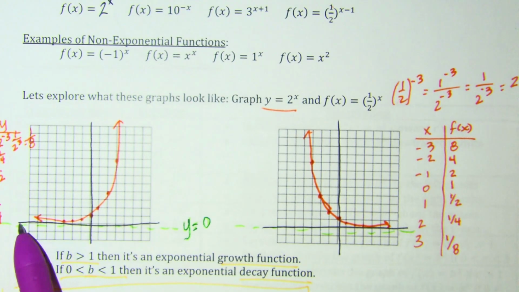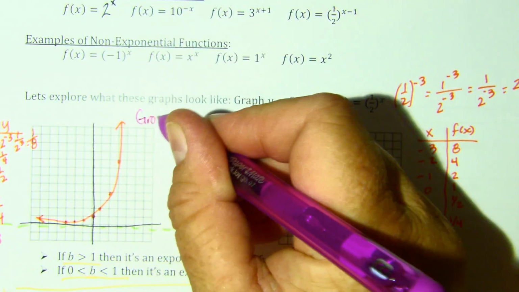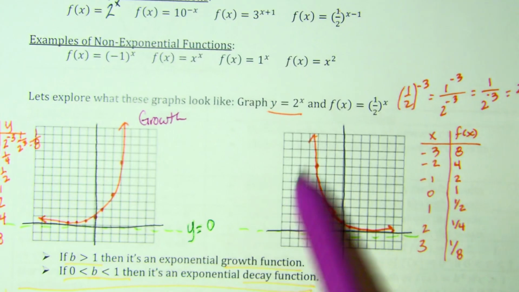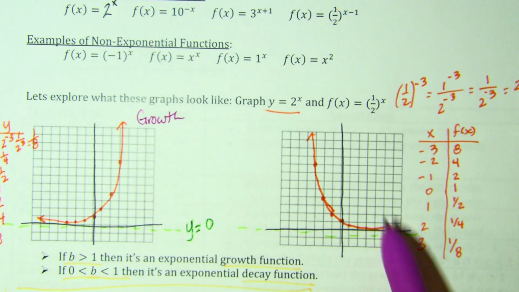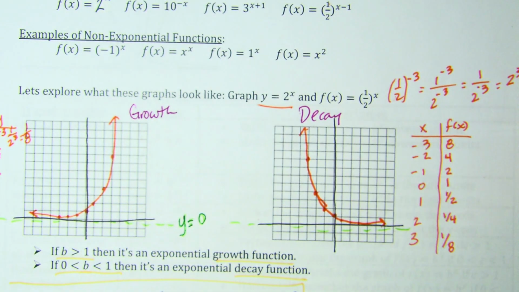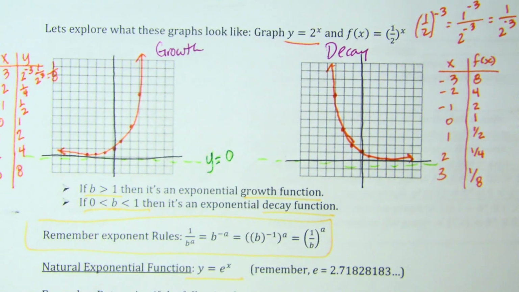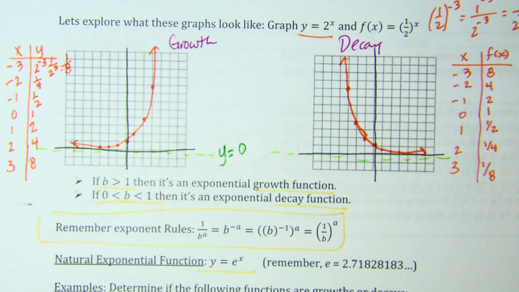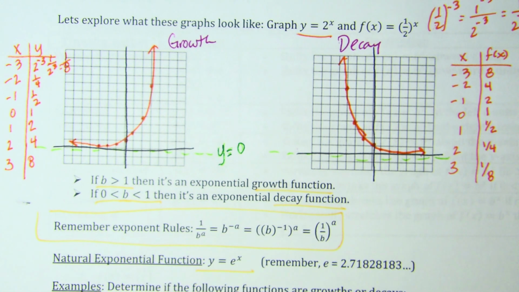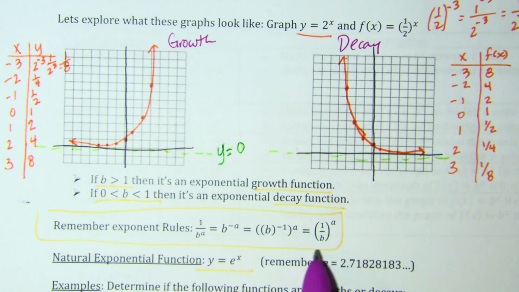Now, if as we move from left to right, my function is getting larger, this would be a growth. And if as I move from left to right, my function is getting smaller, then that would be a decay. So we have growth exponential functions and decay exponential functions. And we'll see a lot of real life modeling with these types of equations. Here's just a review of those exponent rules. If you have something on bottom, it can move to the top and become negative, or vice versa, it can move down to the bottom and become positive.